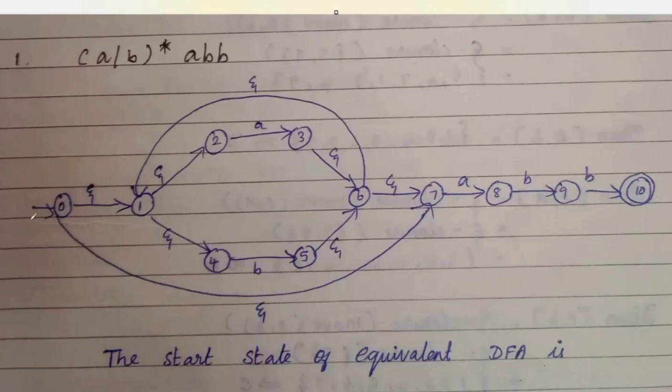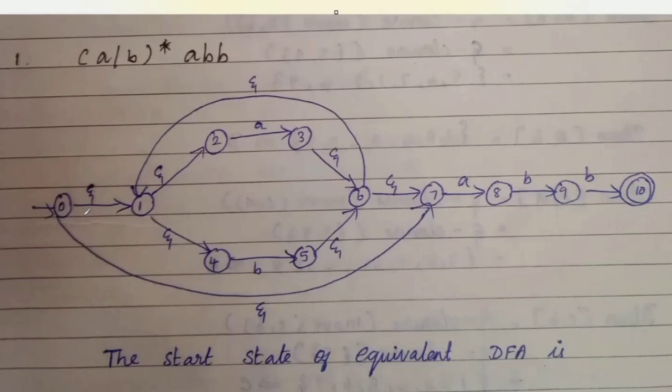Now we are going to compute the epsilon closure of the initial state. Here the initial state is 0, that is epsilon closure of 0. The epsilon closure of a state is the set of states that can be reached from that state using only epsilon transitions without consuming input symbols. For conversion to DFA, we begin with the epsilon closure of the start state of the NFA, which is state 0.